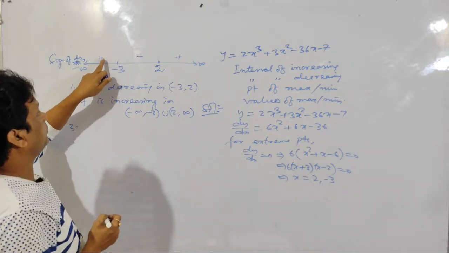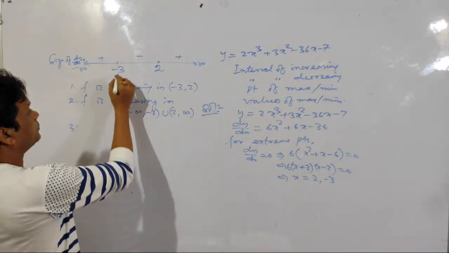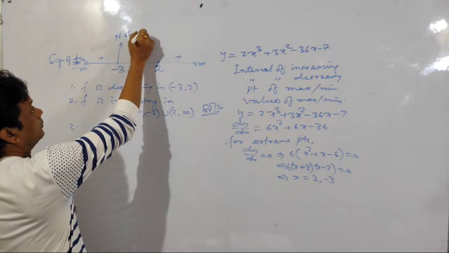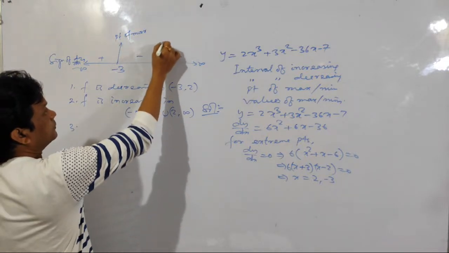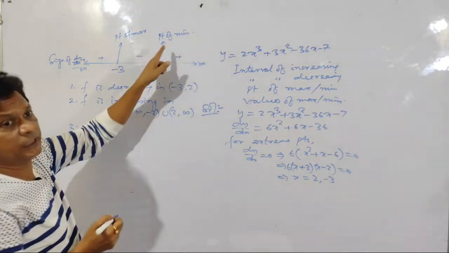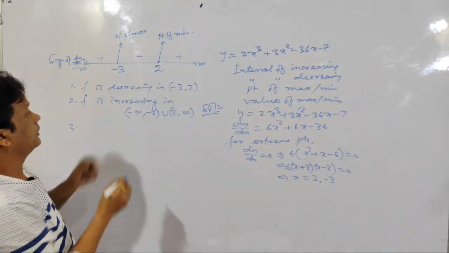Third point, point of maxima and minima. Here the sign of the derivative changes from positive to negative, so this point is the maximum point, point of maxima. And this point is the point of minima, because the sign of the derivative changes from negative to positive.